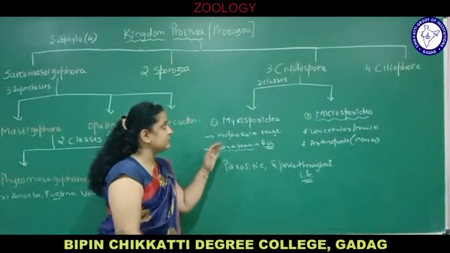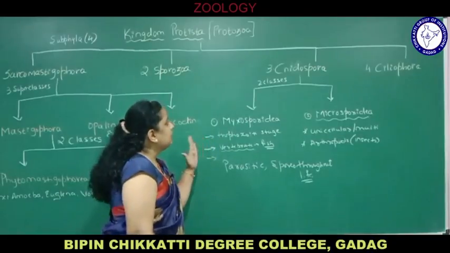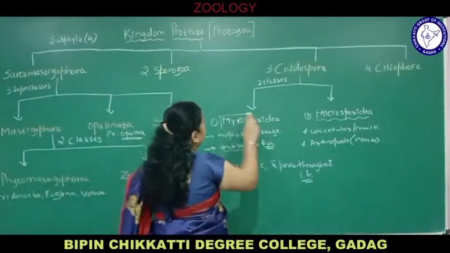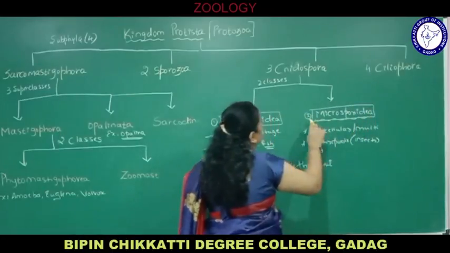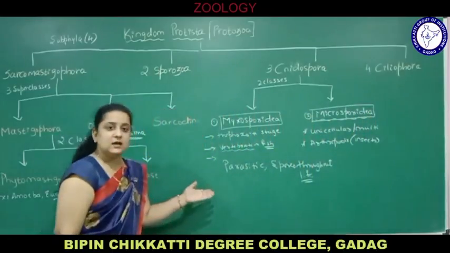So this is about the third subphylum, that is Nidospora. Once again, Nidospora is divided into two classes: Myxosporidia and Microsporidia. Two classes only, with examples we have seen.